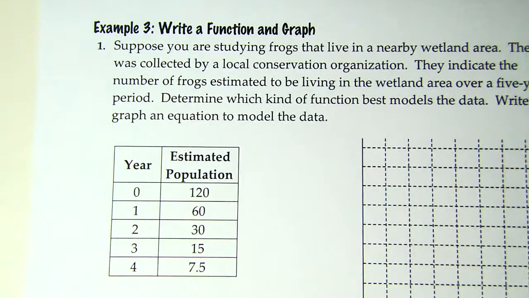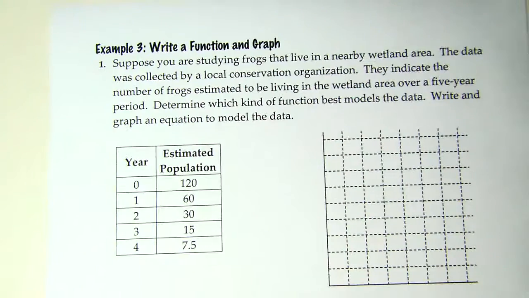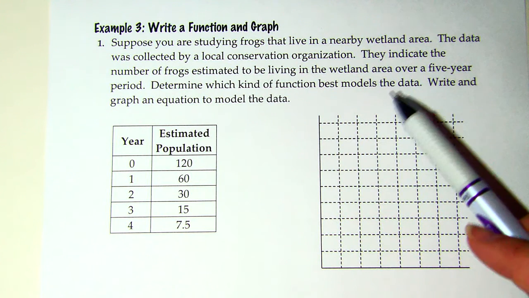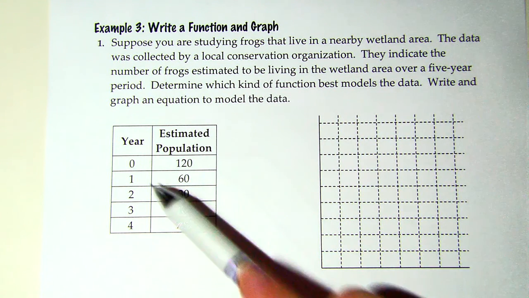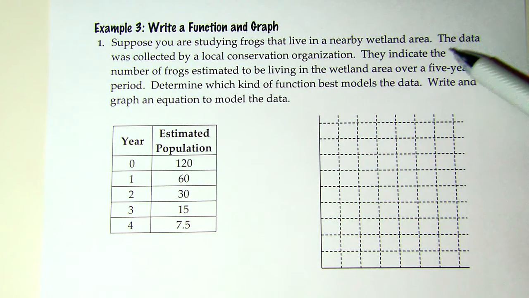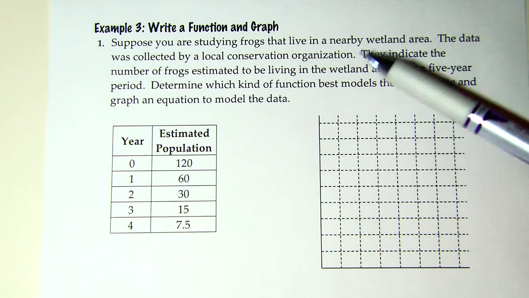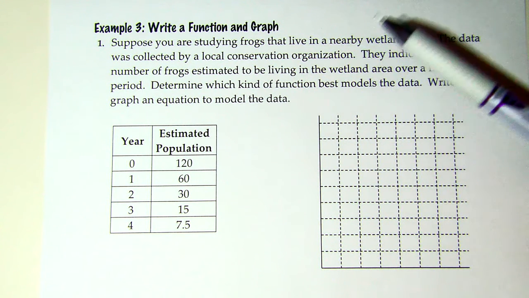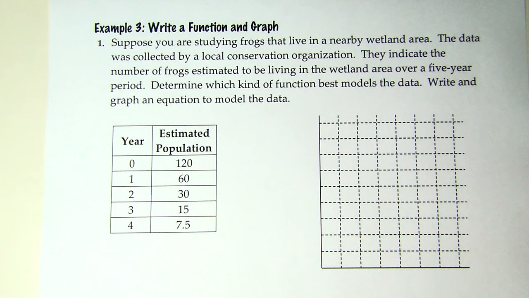So now we're going to kind of combine everything we just did with these word problems. So suppose you're studying frogs that live in a nearby wetland area. The data was collected by a local conservation organization, so this data. They indicate the number of frogs estimated to be living in the wetland area over a 5-year period. Determine which kind of function best models the data. Write and graph an equation. So we're going to first determine, is it linear or exponential? Then we're going to write an equation, and then we're going to graph it.